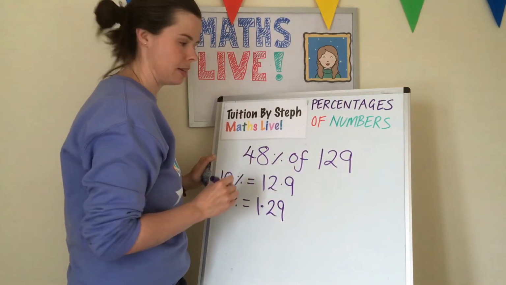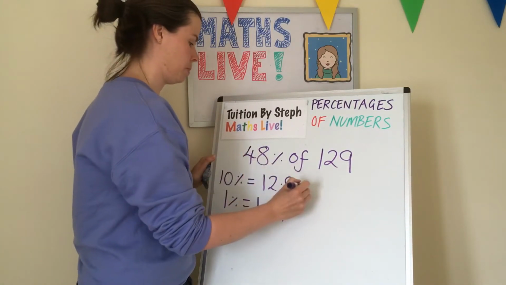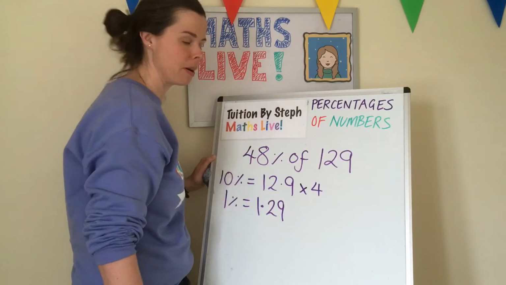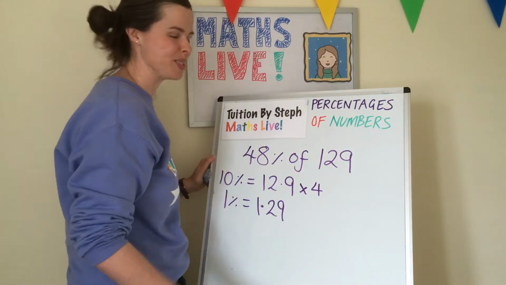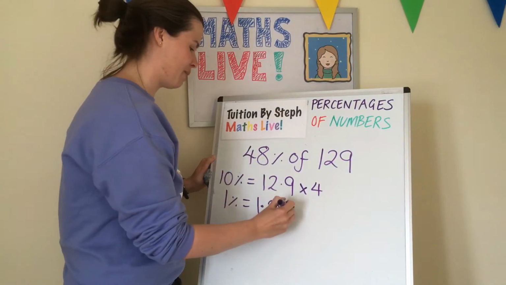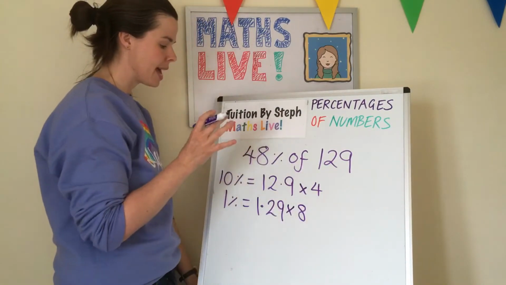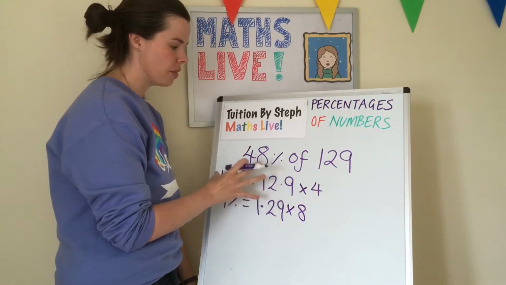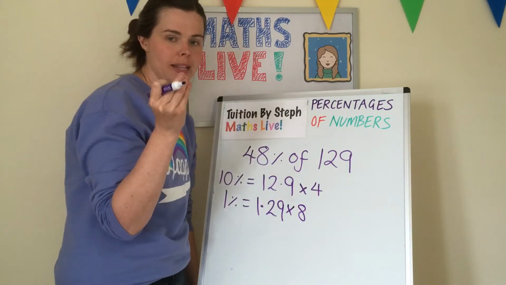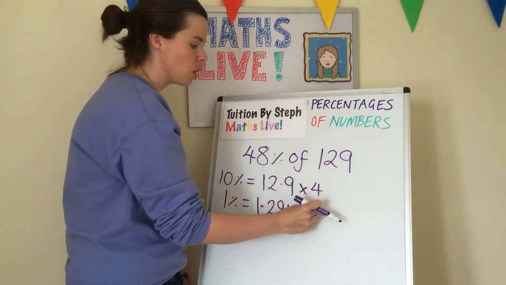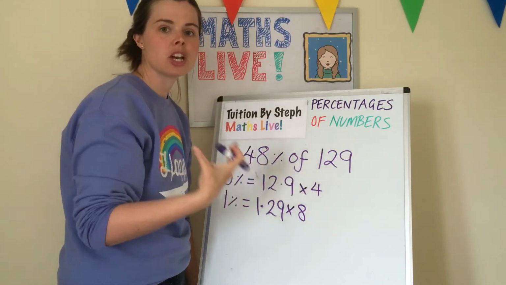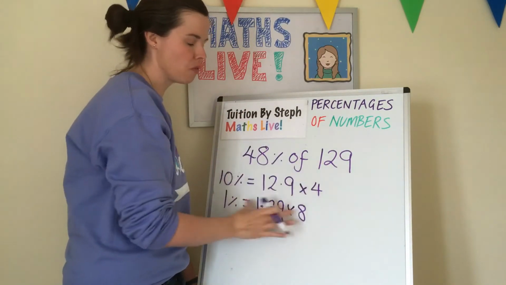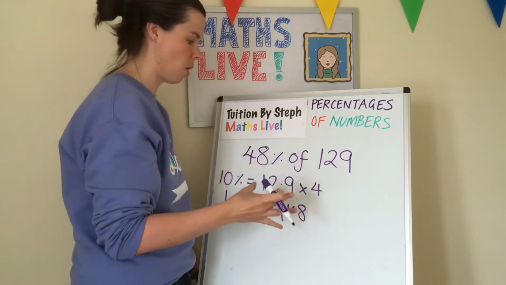I don't want to find 10%, I need to find 40%. So I'll end up timesing that by 4. I don't want 1%, I want 8%, so I'll times that by 8. And just getting that written down there takes it out of your brain. It takes it out of your brain, puts it on the page, and it gives your brain now the opportunity, the space to do the calculating. If you keep all of that in your head, it's gonna be too hard.